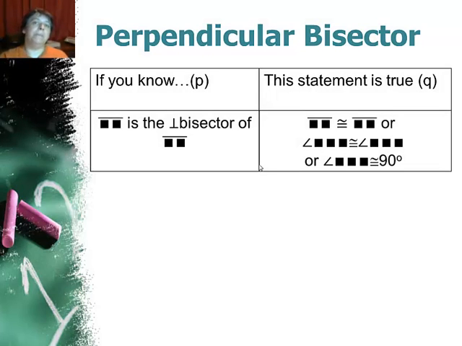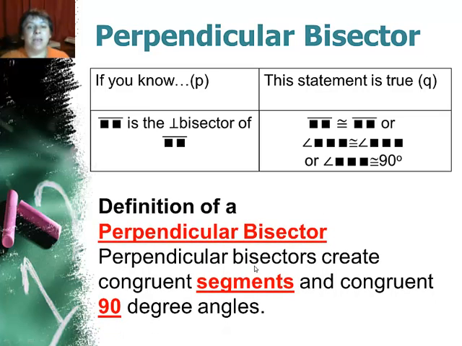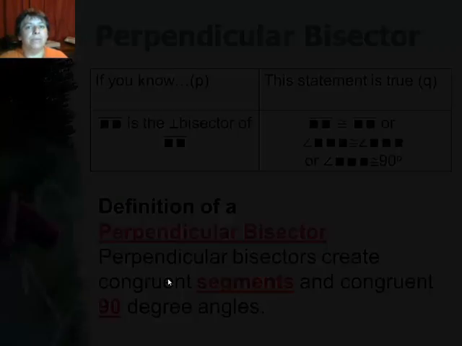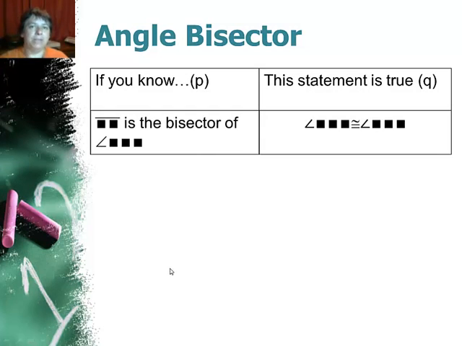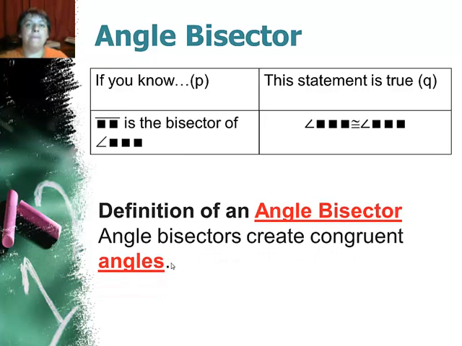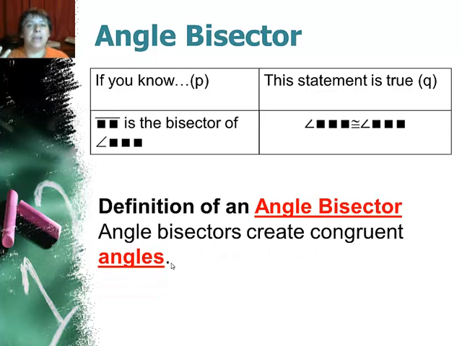The perpendicular bisector is a pretty special one. Not only does it go through the midpoint because it's a bisector, but it's also perpendicular, which means that it also creates congruent 90-degree angles. So perpendicular bisectors create congruent segments and congruent 90-degree angles. An angle bisector takes an angle and it cuts it in half. By cutting it in half, it is creating congruent angles as well. Both pieces will be congruent to each other.